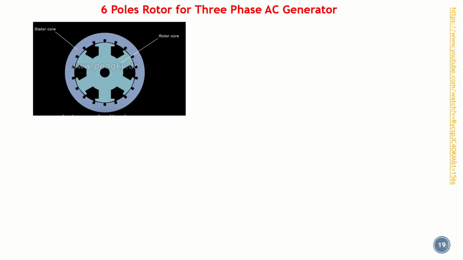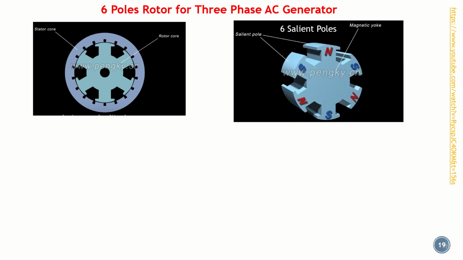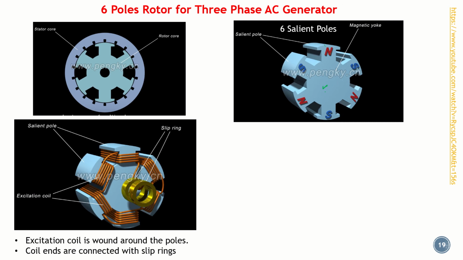Let's have a look at the actual construction for the 6 pole rotor for a 3-phase AC generator. So we have a 6 pole rotor. This is a salient type rotor. This is the stator core. In 3D it will look like this. We have north and south, so we will get the magnetic field from north to south and so on. This is the magnetic material and the different poles, and we make these windings across each pole. These are the excitation windings or excitation coils, which are wound around the poles.